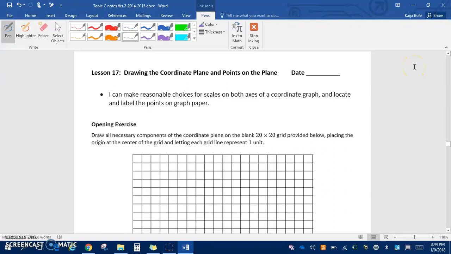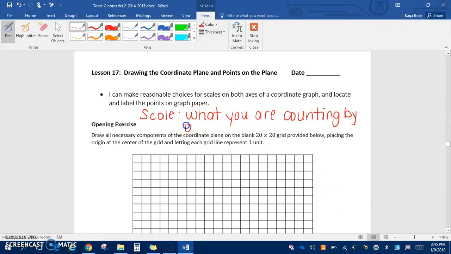Okay, here we are on lesson 17, drawing the coordinate plane and points on the plane. So today we're going to be talking about scale. And scale is a word that we've heard before, but if you maybe want to write yourself a note up at the top, remember scale, if you think back, is what you are counting by. Counting by on a number line.